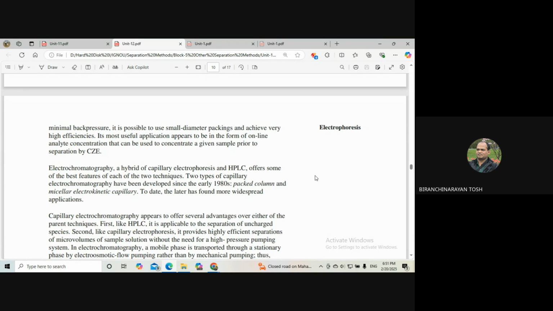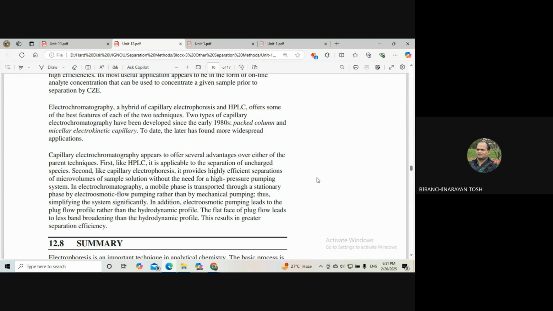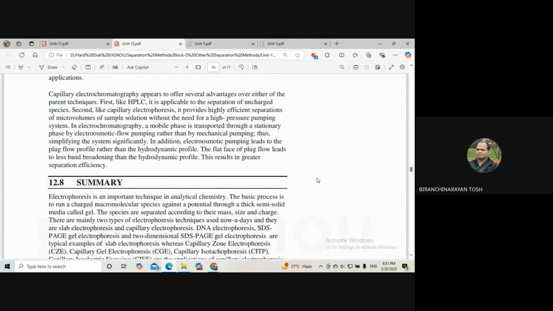So, electrochromatography, a hybrid of capillary electrophoresis and HPLC, offers some of the best features of each of the two techniques. Two types of capillary electrochromatography have been developed since the 1980s: packed column and micellar electrokinetic capillary. So, this has very widespread application. So, this is all about the electrophoresis.